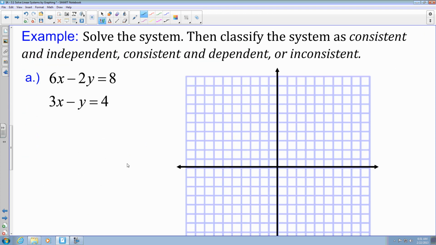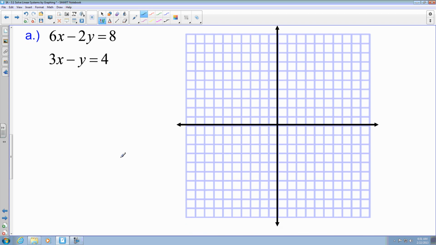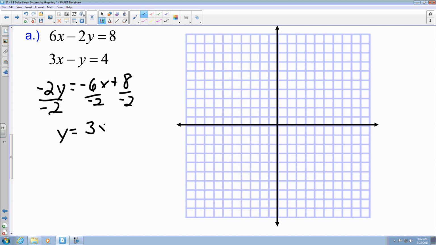For these examples, I want you to solve the system. Then I want you to classify whether they're consistent and independent, consistent and dependent, or inconsistent. So here, I'm going to do what we did in the previous examples. I want to get it in slope-intercept form. So for the first one, I'm going to subtract 6x from both sides. So I got 2y equals negative 6x plus 8. Next, I'm going to divide both sides by negative 2. So I got y equals 3x minus 4. So that's my first one.